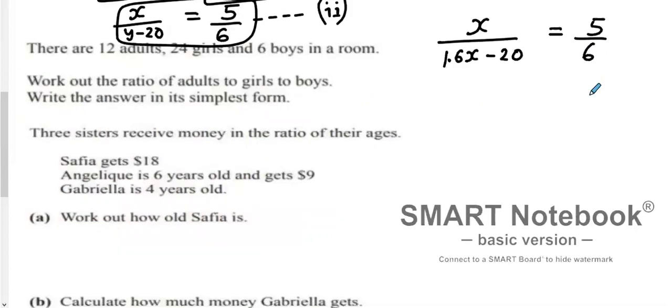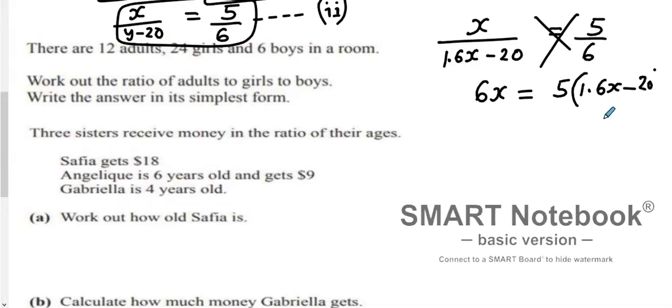Okay, one more last time. When you reach here, you cross multiply. So it will be 6 times x, which is 6x, equals to 5 multiplied by 1.6x minus 20. And that has to be in brackets. Then you open brackets, this will be 6x equals to 5 times 1.6. 1.6 times 5. I guess this will be 30. Carry 3, this will be 8. Yeah. So this will be 5 times 1.6, this will be 8x.